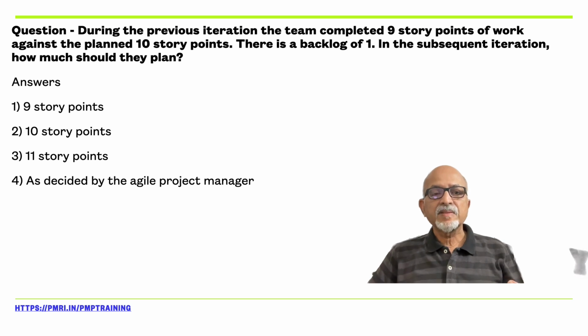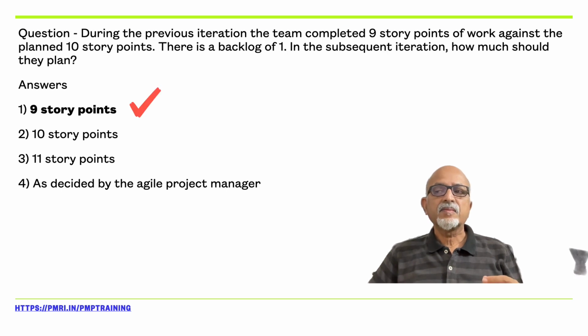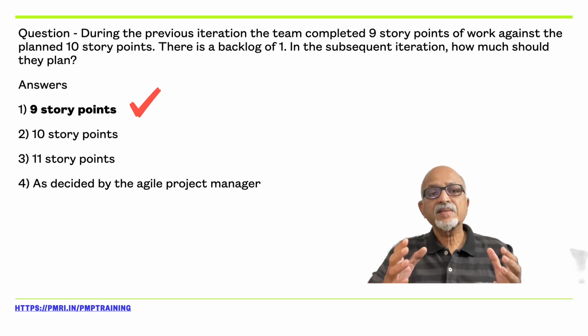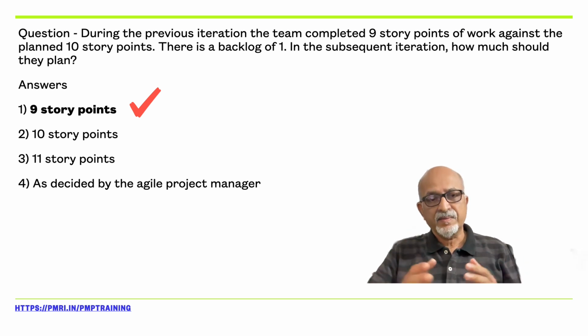Now, just scribble down your answer in your writing pad. Now, 9 story points is the right answer because in the current sprint, they could complete only 9 out of 10 story points. That means their capacity is only 9.